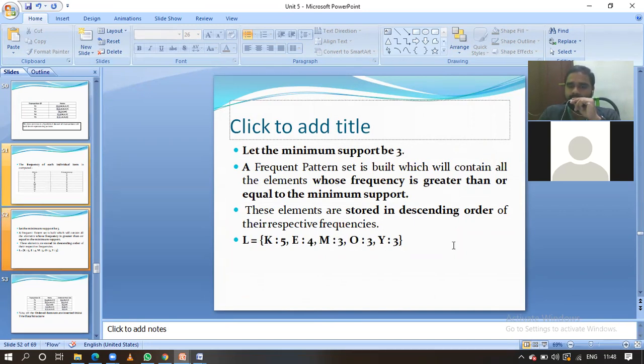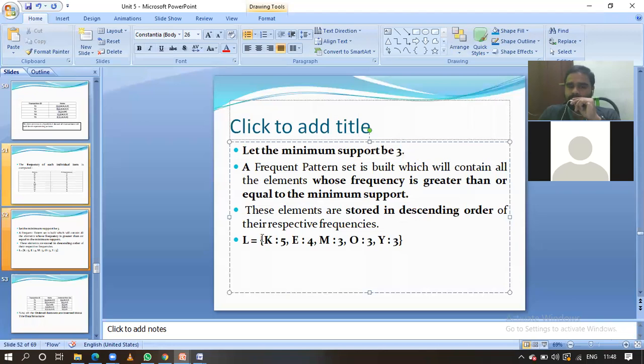There are no items with less than 3. Why? Because we have taken the minimum support as 3. Understand, guys? Why did we take 3? There are no items less than 3, so we are going to eliminate those items. After that, the remaining items and frequencies I am going to place in descending order. Clear till now?